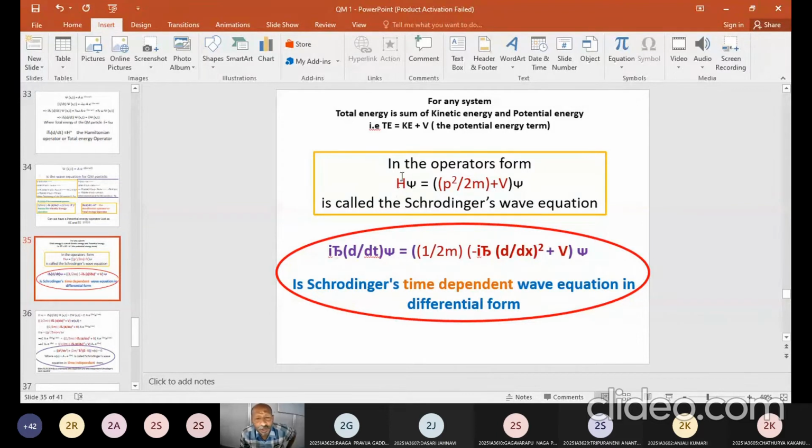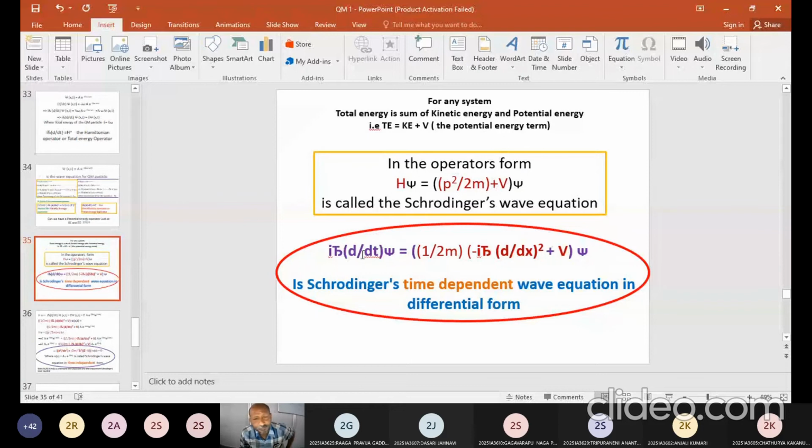Now what will I do? For h I'll substitute i h cap dou by dou t, and for p I'll substitute minus i h cap dou by dou x. Combined, this will become the Schrodinger's wave equation in differential form. So this is the Schrodinger wave equation in operator form. This is the Schrodinger's wave equation in magnitude form, that is total energy is equal to kinetic energy plus potential energy, and this is the Schrodinger's wave equation in the differential form.